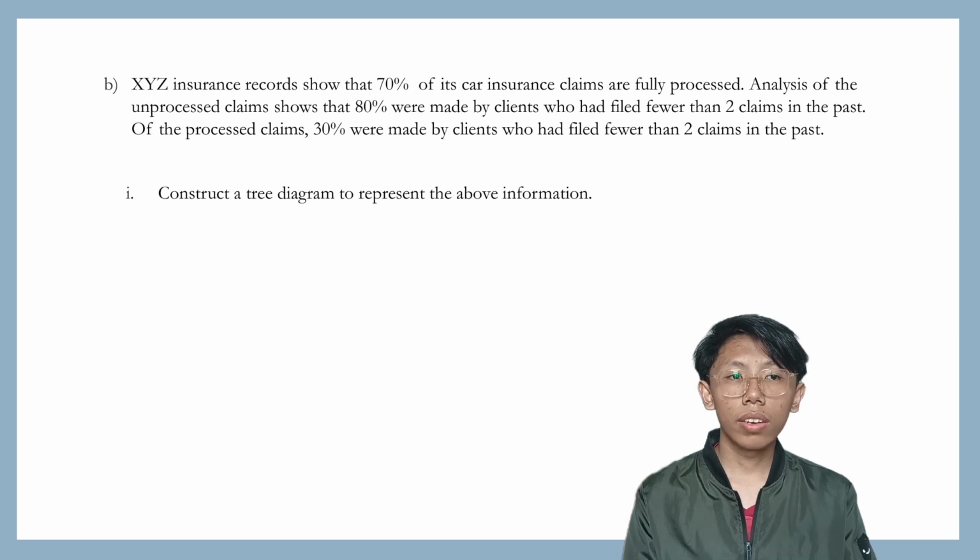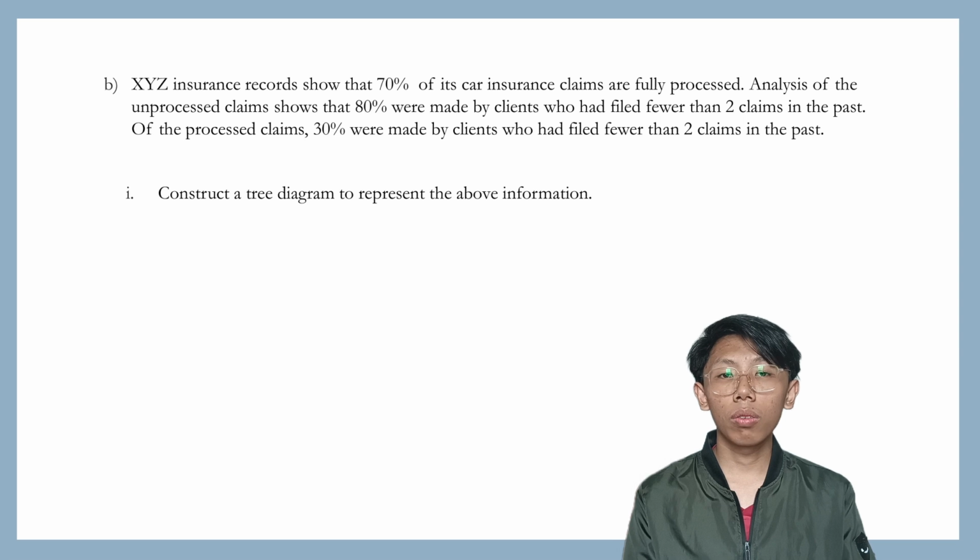XYZ Insurance records show that 70% of its car insurance claims are fully processed. Analysis of the unprocessed claims shows that 80% were made by clients who had filed fewer than 2 claims in the past. Of the processed claims, 30% were made by clients who had filed fewer than 2 claims in the past. Now, the first question is: construct a tree diagram to represent the above information.